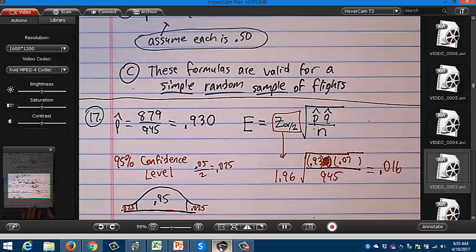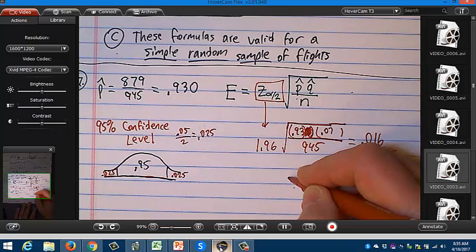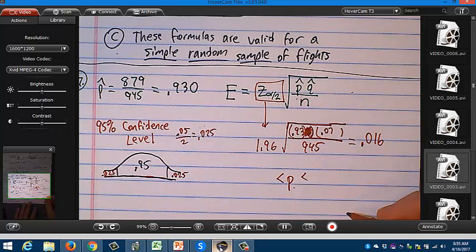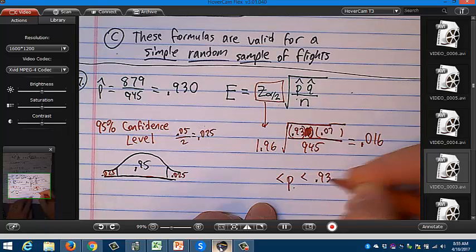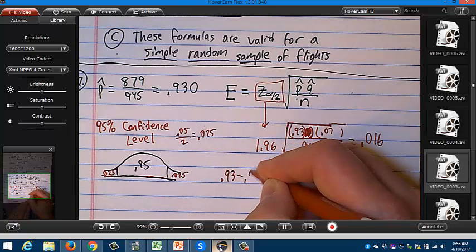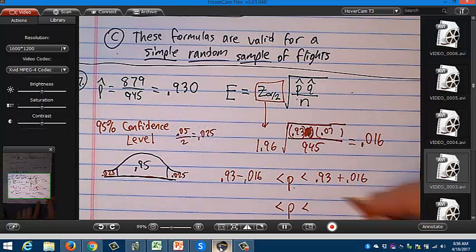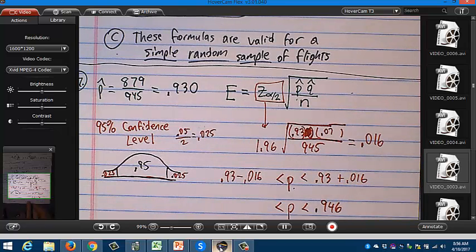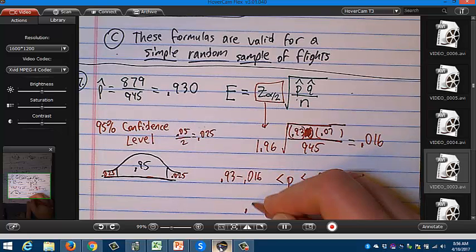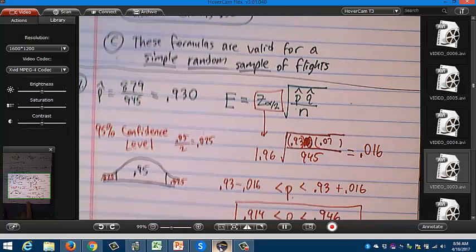0.016. And so I claim that the actual confidence interval, p is going to be between, well, we need to do 0.93 plus 0.016, and 0.93 minus 0.016. And so I claim my final answer would be p is, well, the upper bound would be 0.946, and the lower bound would be, I guess, 0.914. How's that look, guys? Okay?